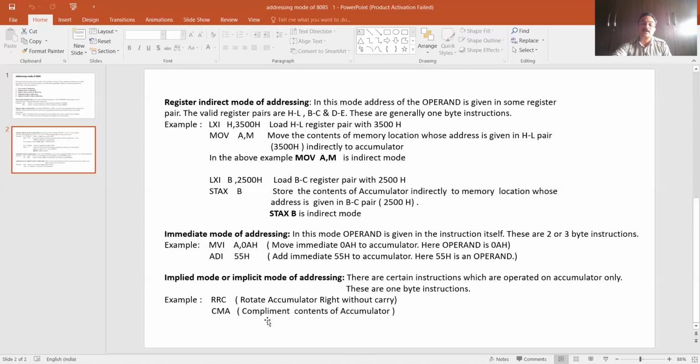Or sometimes you get a 4 marks question, but if it is a 4 marks question, then you have to explain all 5 addressing modes. So first you start with the definition of addressing mode. As I said, it is the technique of specifying the address of the operand or data. So this is all about addressing modes of 8085.